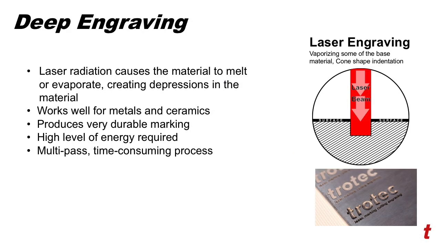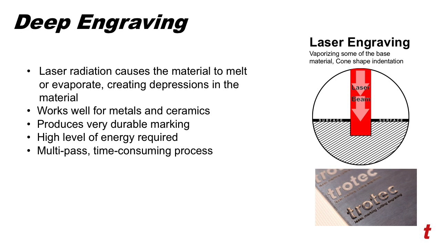Deep engraving into some materials is also possible. Laser engraving and producing depth vaporizes some of the base of the material, producing a cone-shaped indentation. When increased power is added, as well as additional time, depth can be achieved. Laser radiation causes the material to melt or evaporate, causing depressions in the material. Most commonly, this is done with metals and some ceramics.